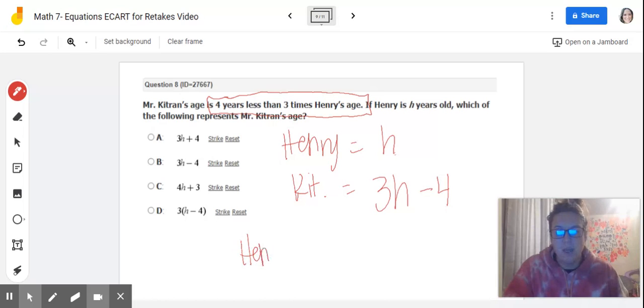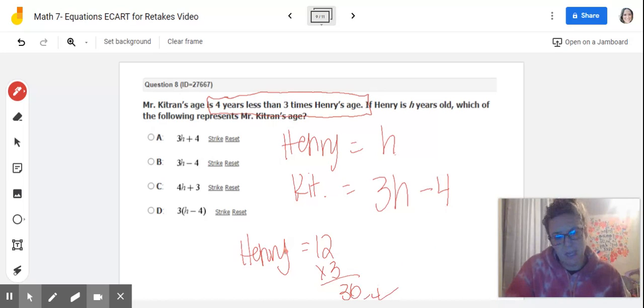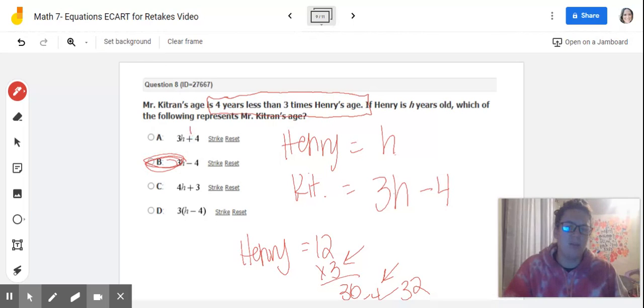So if Henry was, I'm just going to make up a number, if Henry is 12, then what would Mr. Kitchen be? Well, I would have to multiply this by 3 first, and then I would have to subtract 4 because he's 4 years less than 3 times. So he would be 32. So that helps me figure out the order, which is times 3 and minus 4. A lot of you that got this wrong said plus 4, maybe because you were thinking like the opposite to solve an equation. But really, we would be writing the order of operations in this one, not solving it yet.